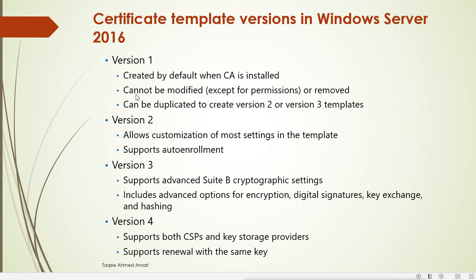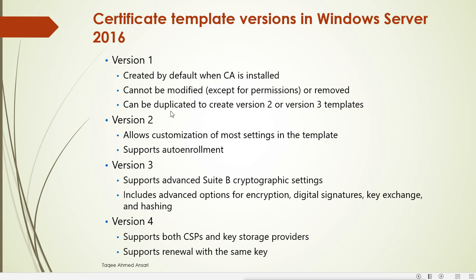So these are the different versions of certificates. Version 1 means created by default when the CA is installed. The templates which we saw are the default ones, which are created by default when the CA is installed. That is called version 1. They cannot be modified except for permissions, or removed. So we saw that when we tried to see the properties, there was no property there. We cannot modify anything there.